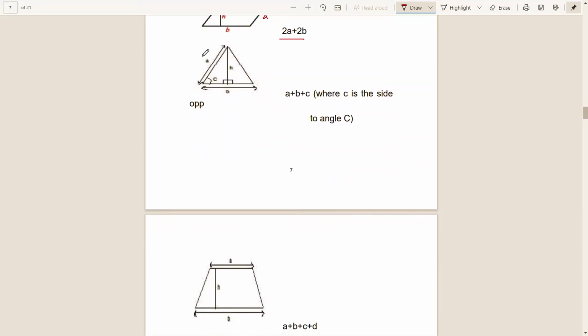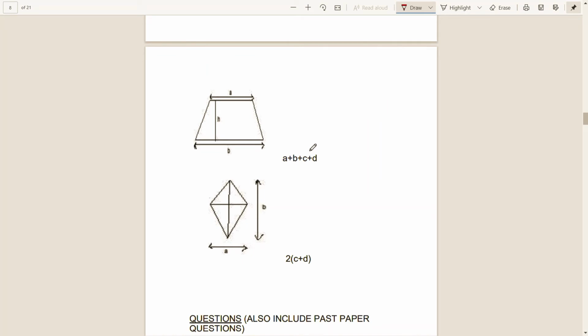Next is triangle. You've studied this diagram earlier. If this is A, this is B, and let's say this is C, then the perimeter will be the total length of the outside, A plus B plus C. This will be the perimeter of the triangle.